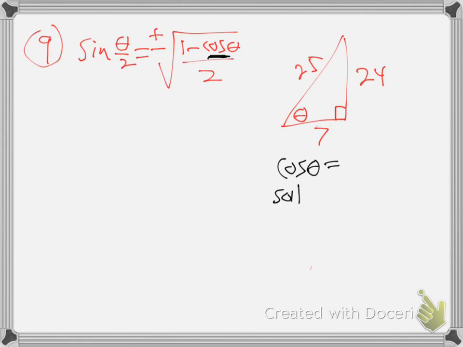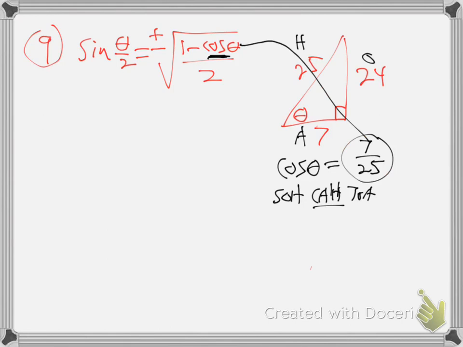Remember SOHCAHTOA. So cosine is adjacent over hypotenuse. So this is opposite, adjacent, hypotenuse. 7/25. So grab that and put it in right there. So we get plus or minus the square root of 1 minus 7/25, all over 2.